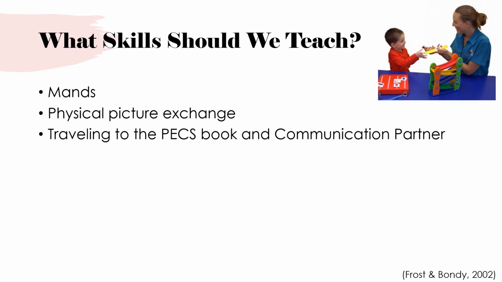Another skill that we should teach our students is to travel to their PEX book, get their PEX icon, and bring it to their communication partner. Their communication partner is not always going to be right in front of the student. Their PEX book and the PEX icons that they want to exchange are not always going to be right in front of the student. So they need to learn to search for their PEX book, search for the icons, and then search for the communication partner that they want to communicate with.